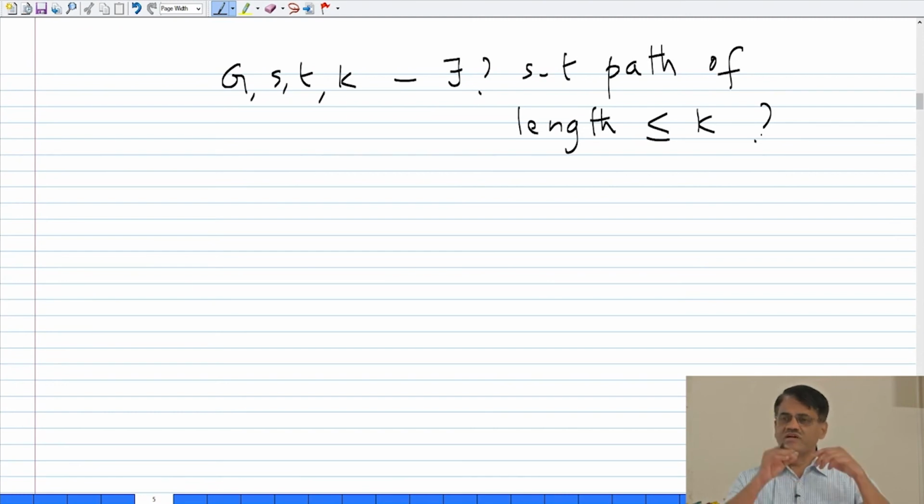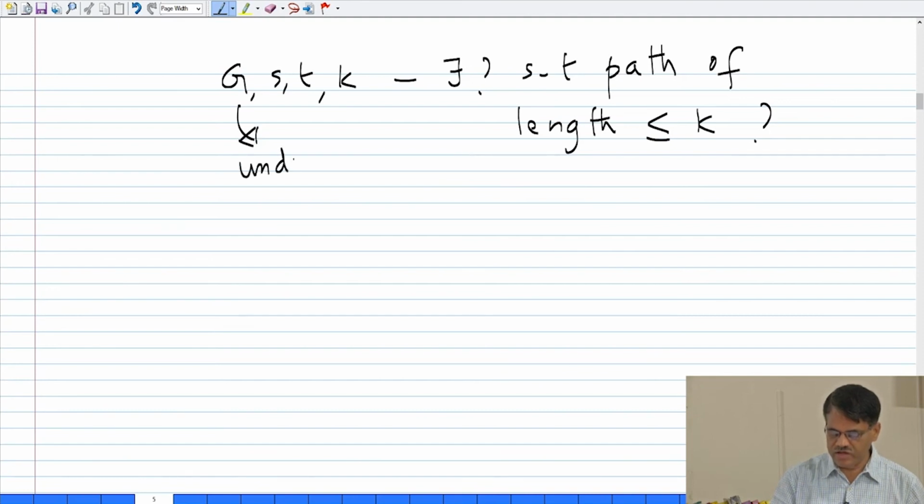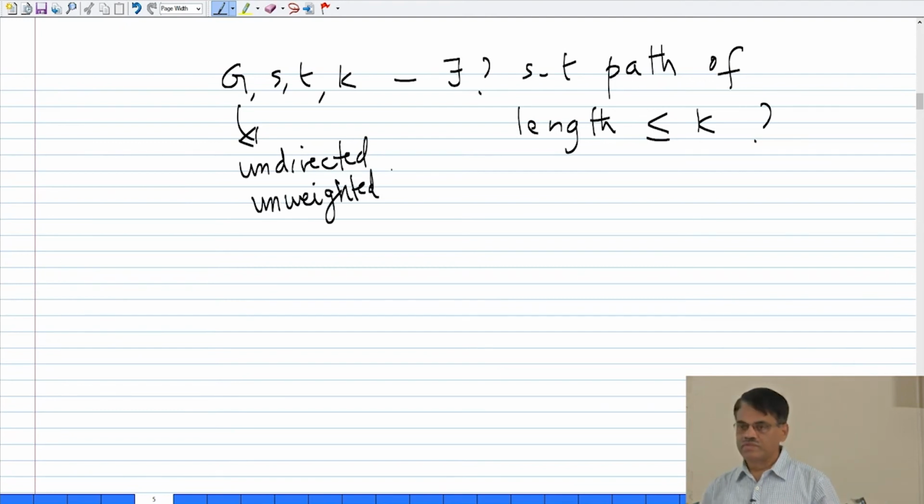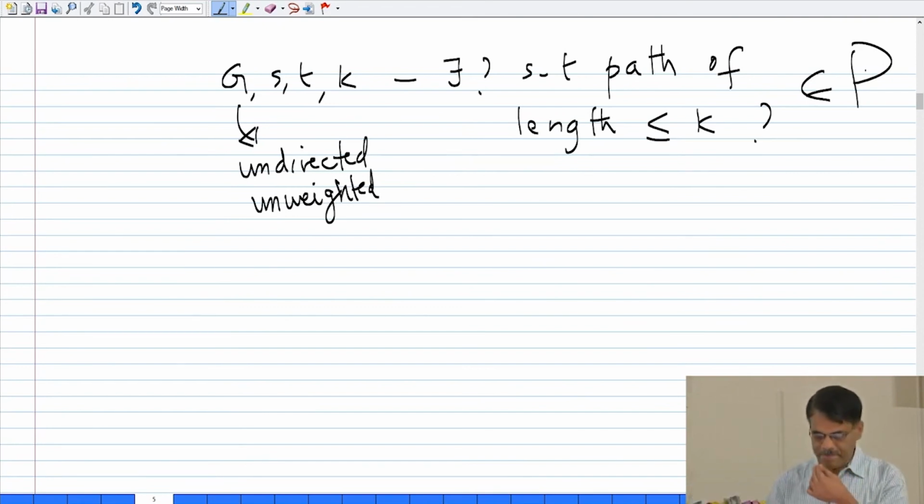It is an unweighted, undirected graph. Let us make life simple: undirected, unweighted. What do I do? Breadth first search starting where? That is it. Do a breadth first search starting at S and see whether at level K or even below, T is there. So, this is a polynomial time algorithm, this is a linear time algorithm. So, this is in the class of all polynomial time solvable problems. We saw a lot of examples and this is it.